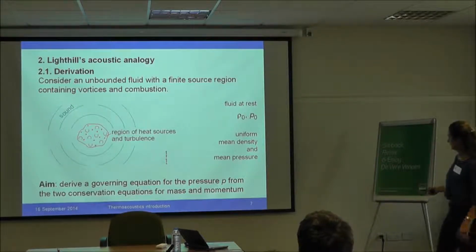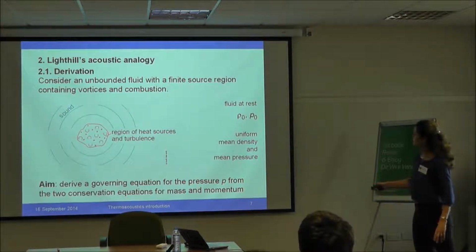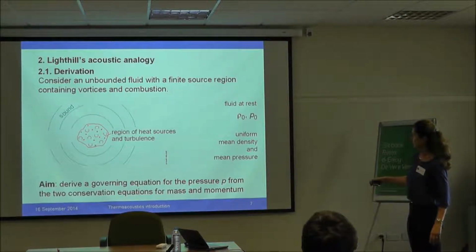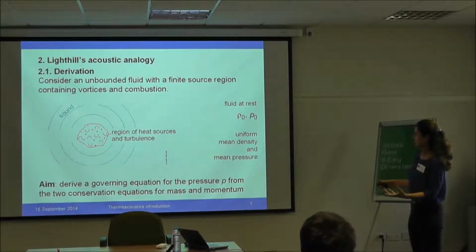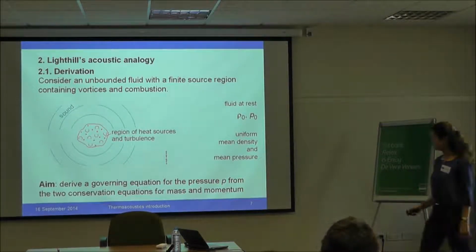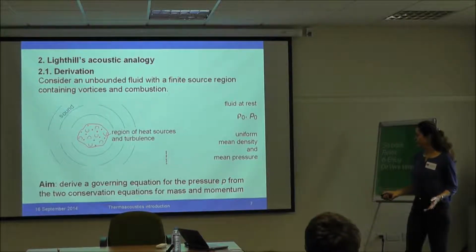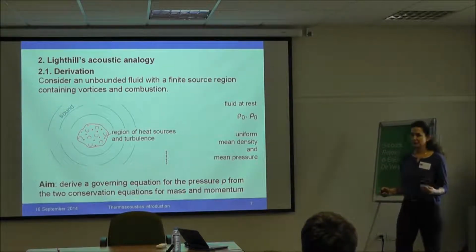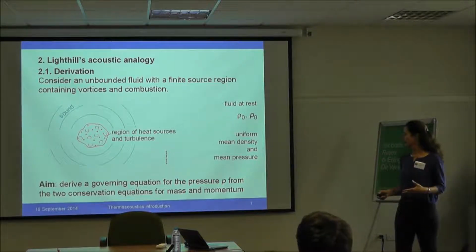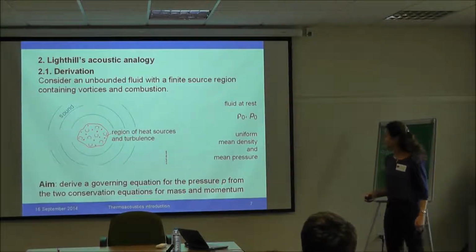So I've indicated that here at the edge we have a uniform mean density and mean pressure, and here is our source region with heat sources, these are the orange dots, and turbulence, these are the pink little curvy arrows. And these sources radiate a sound field, which is indicated with the blue lines. And the aim is now to derive a governing equation for just the pressure, trying to get rid of the other thermodynamic quantities. Our starting point will be the conservation equations for mass and momentum.